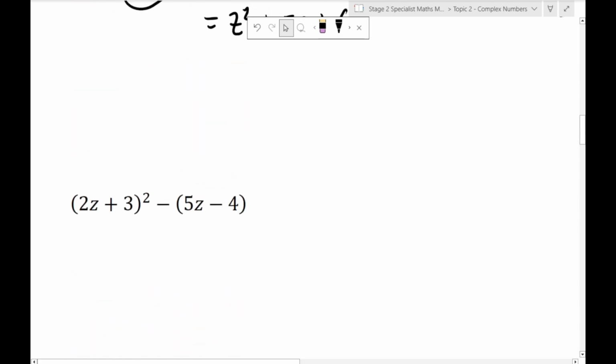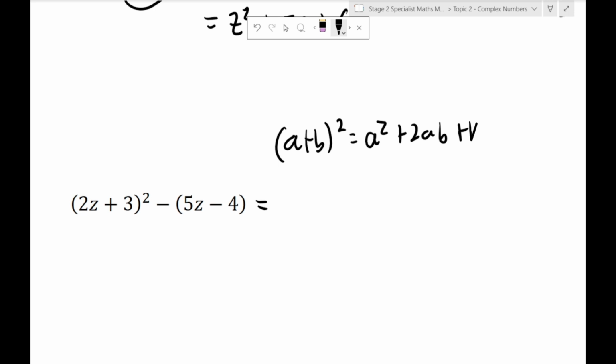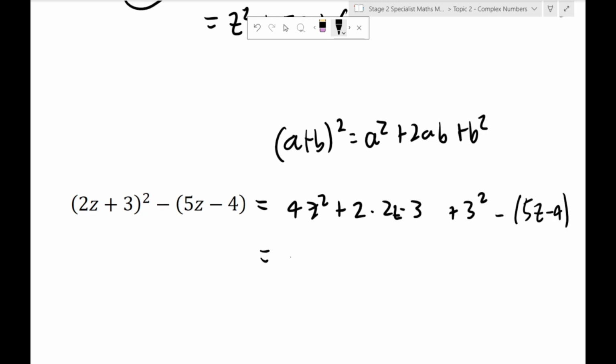We have more complicated expansions like this. This one here, you can use the whole (a plus b) squared equals a squared plus 2ab plus b squared rule. And we're going to get 4z squared, so the first bit squared, plus 2 times 2z times 3, plus 3 squared. So that'll become 4z squared plus 12z plus 9.